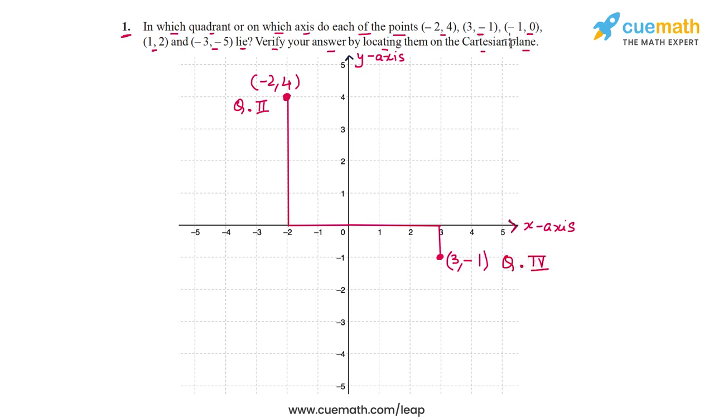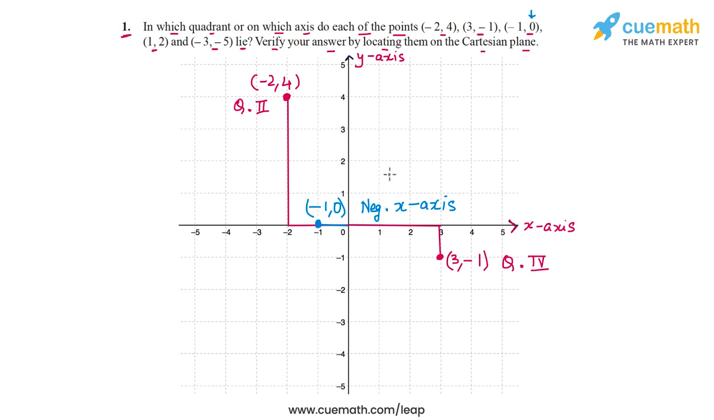Okay, then the third point is (-1, 0), and to get to this point we just have to go -1 unit in the x direction, so towards the left side, and then because the second coordinate is 0, we don't have to travel in the y direction. So this point here that we get is (-1, 0), and we see that this lies on the x-axis on the negative side, so we can say that it lies on the negative x-axis.